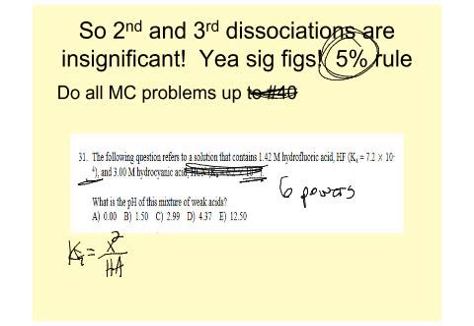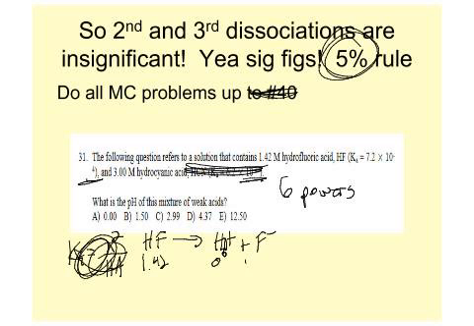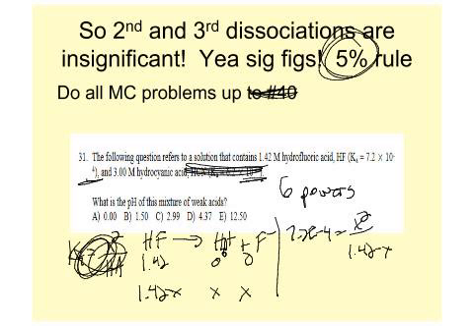I'll do a quick ICE diagram. HF goes to H positive, that's H3O positive, plus F negative. Then I would have 1.42, 0, 0, and at equilibrium, I think you won't mind if I drop my change part out of it. We'll need that again later. Oops, 1.42 minus X. But that's good to learn before. So 7.2 E negative 4 equals X squared over 1.42 minus X.